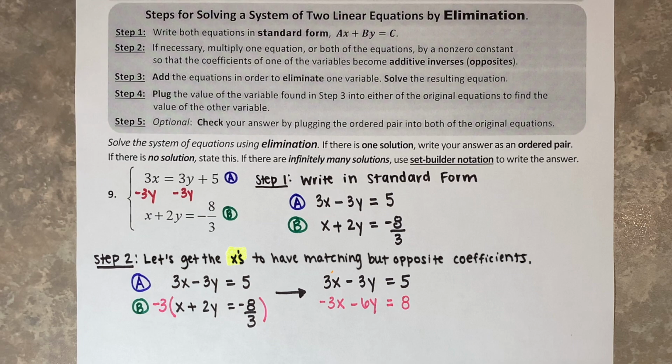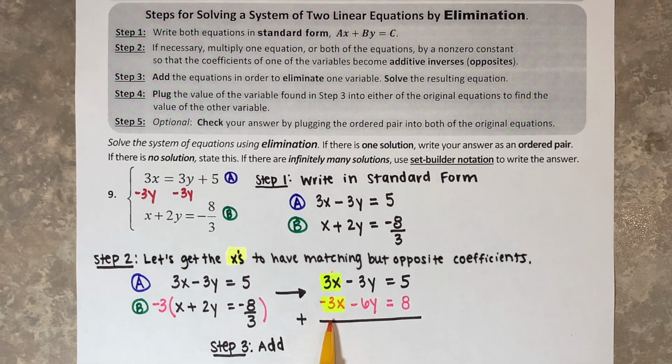Now, we've succeeded in step 2. In step 2, we wanted to get either the x's to have matching but opposite coefficients or the y's to have matching but opposite coefficients. And we've done that. We've got the x's to have matching but opposite coefficients. We have 3x and -3x. For step 3, we're going to add these two equations together. And step 3 is why this method is called elimination. Because in step 3, when you add your equations together, one of your variables will be eliminated, and that will be the x in this case.